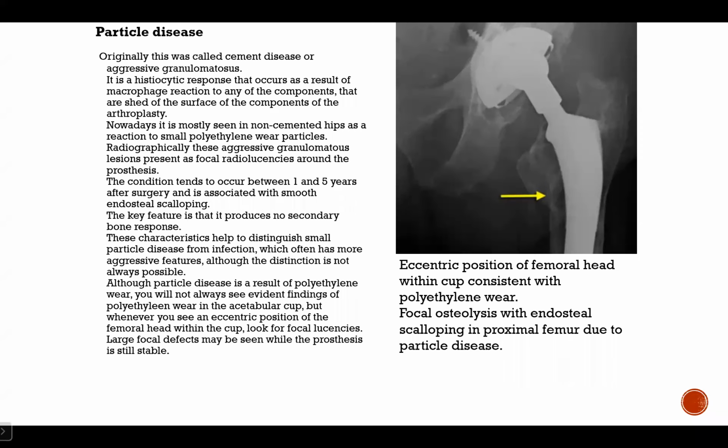The key feature is that it produces no secondary bone response. This feature is used to differentiate it from infection, although this distinction is not always possible. Although particle disease is a result of polyethylene wear, you will not always see evident findings of polyethylene wear in the acetabular cup. But whenever you see an eccentric position of the femoral head within the cup, look for focal lucency. Large focal defects may be seen while the prosthesis is still stable. This radiograph shows the eccentric position of the femoral head within the cup, consistent with polyethylene wear.